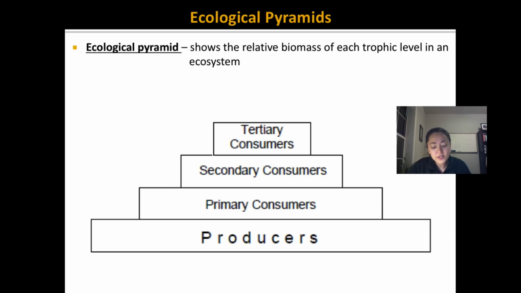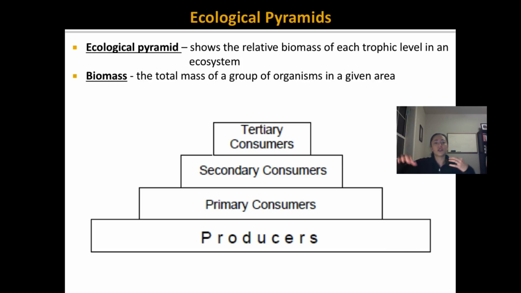Objective 5 says, describe the general form of ecological pyramids. So an ecological pyramid, we kind of talked about this already when we talked about predator and prey relationships, but this shows the relative biomass of each trophic level in an ecosystem. You can see, based on this image down here, that producers have a lot more biomass, followed by the primary consumers, then the secondary consumers, and the tertiary consumers have the least amount of biomass. When I'm talking about biomass, I'm talking about the total mass of a group of organisms in a given area.